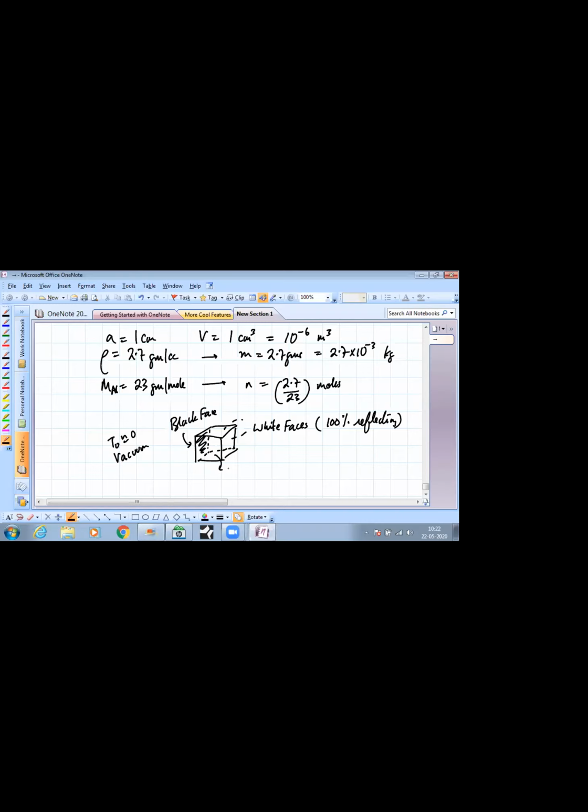Inside the temperature is initially 300 Kelvin. Okay. And we are assuming that as it cools down due to radiation, it starts moving very slowly. So you have to find its terminal speed. Okay.